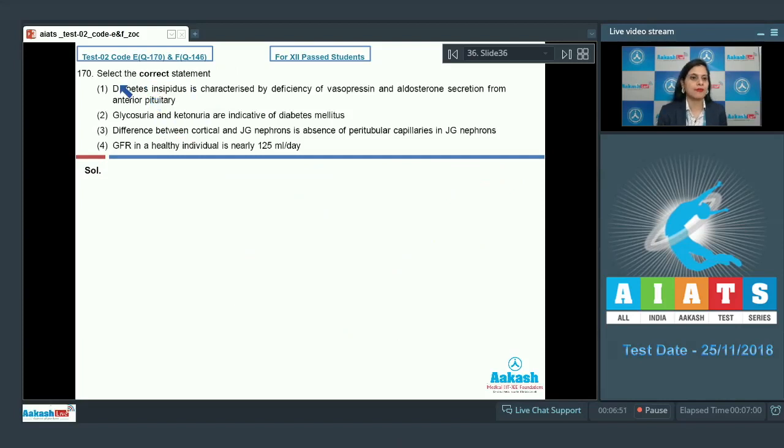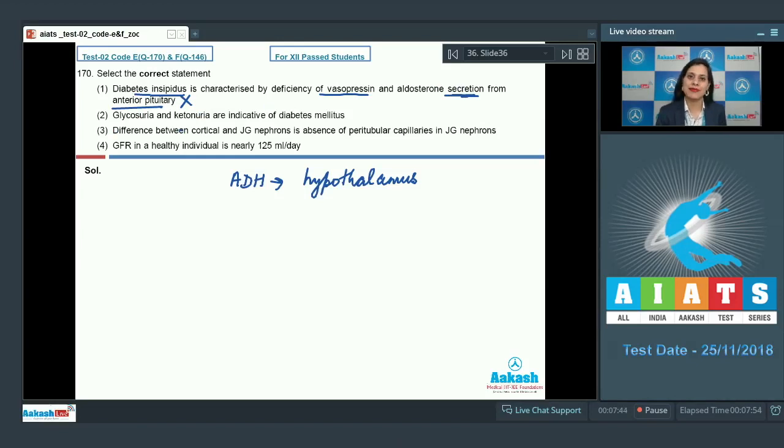Question number 170. Select the correct statement. And the very first statement given is, diabetes insipidus is characterized by deficiency of vasopressin and aldosterone secretion from anterior pituitary. And this is an incorrect option because diabetes insipidus is characterized by the deficiency of vasopressin only, which is also known as antidiuretic hormone or ADH. And this is secreted from hypothalamus rather than anterior pituitary. This ADH, after being secreted from hypothalamus, is stored in pituitary gland, but it is not secreted from anterior pituitary. So this is an incorrect statement.